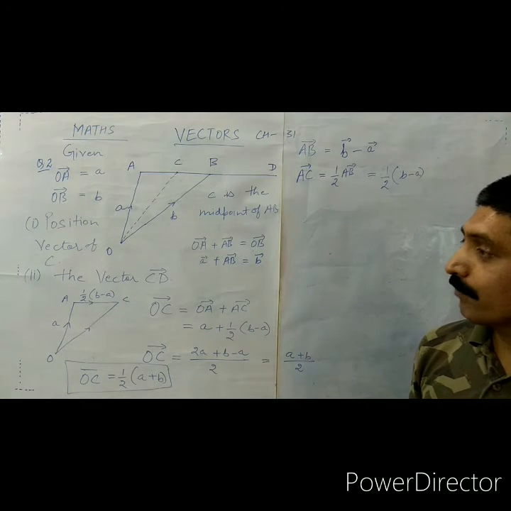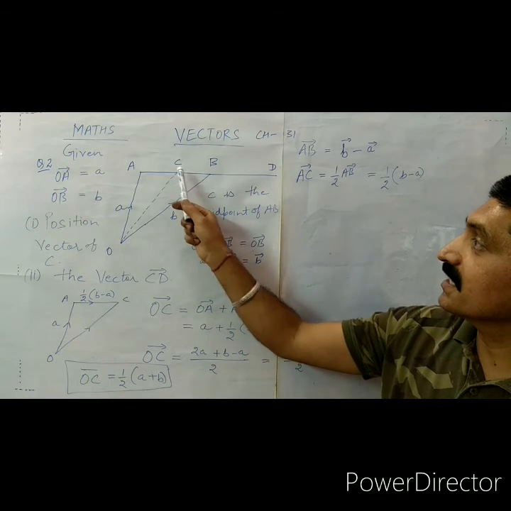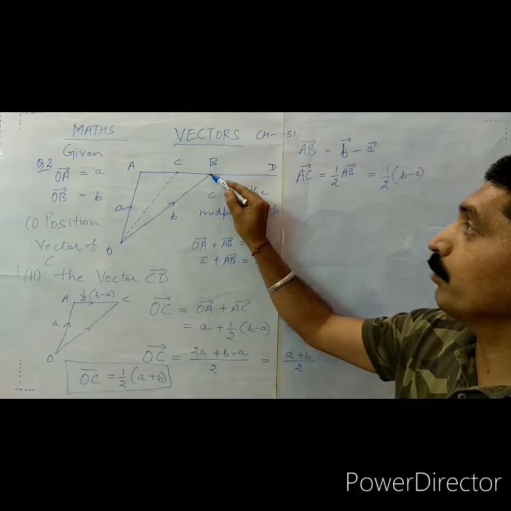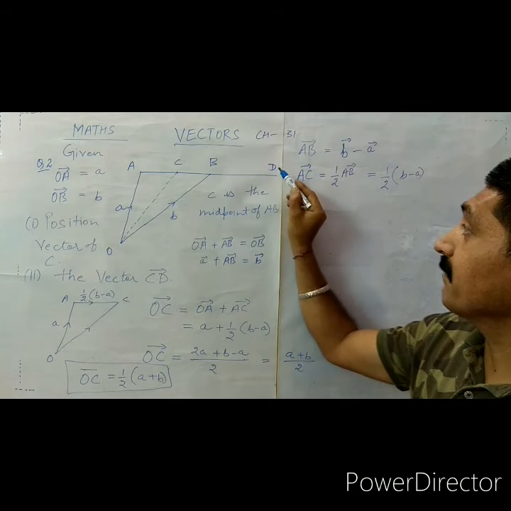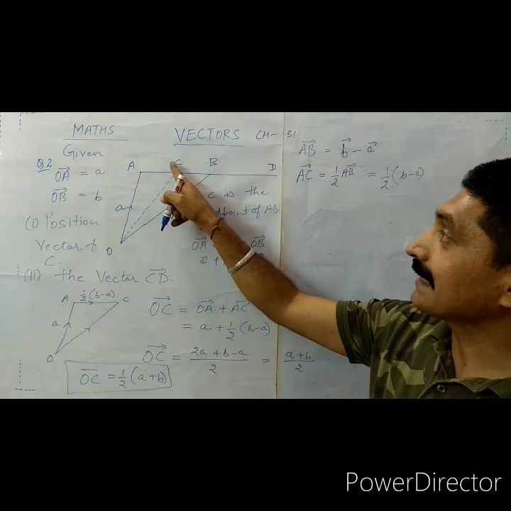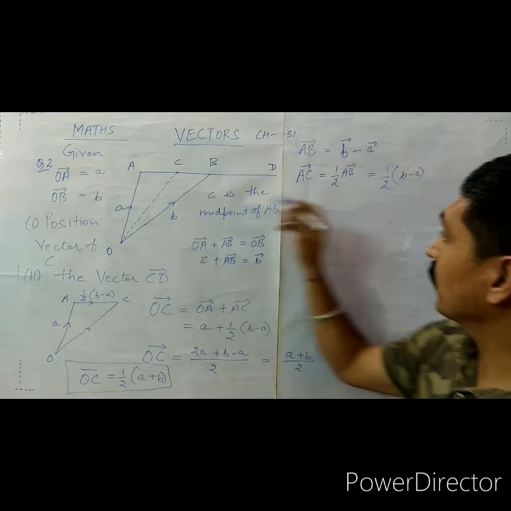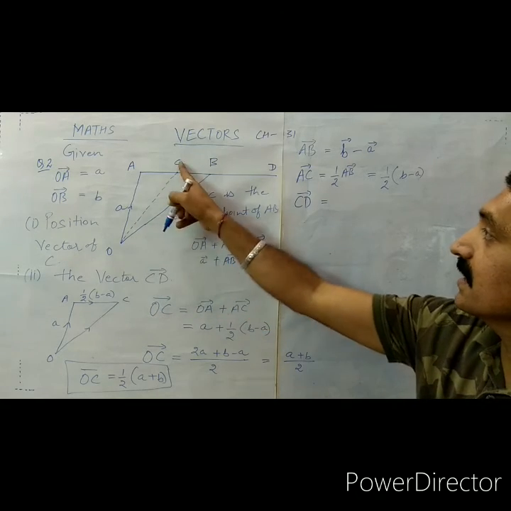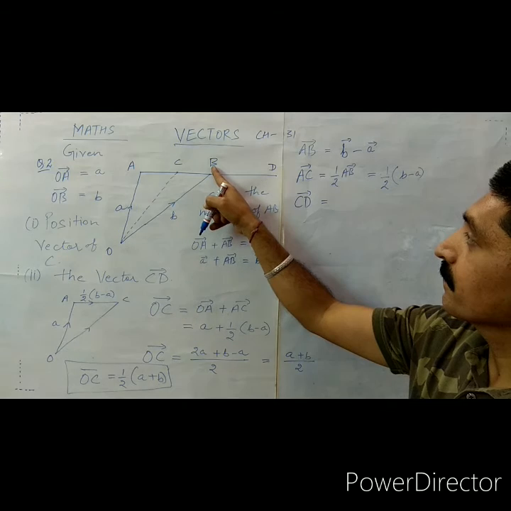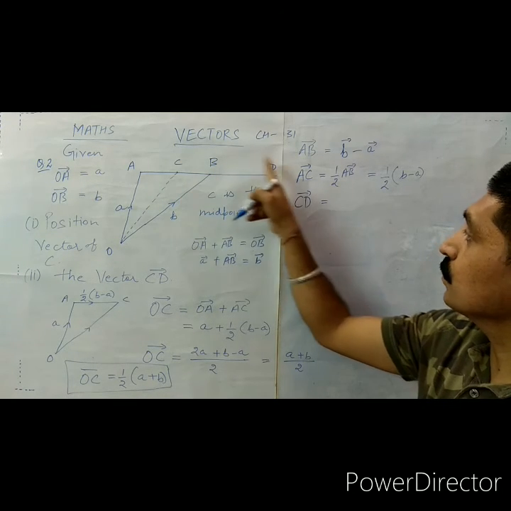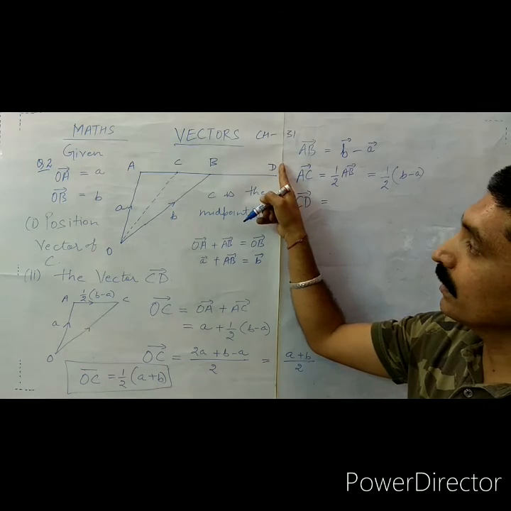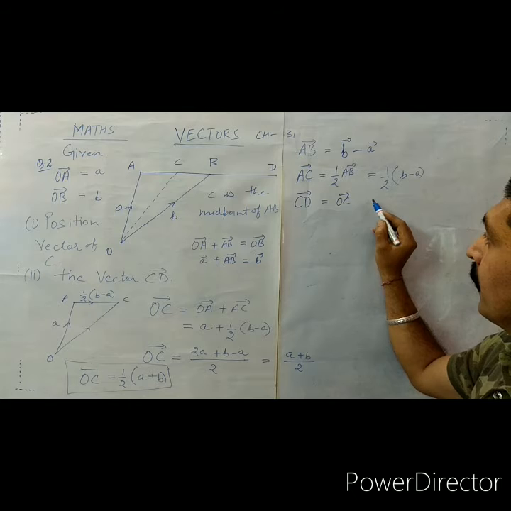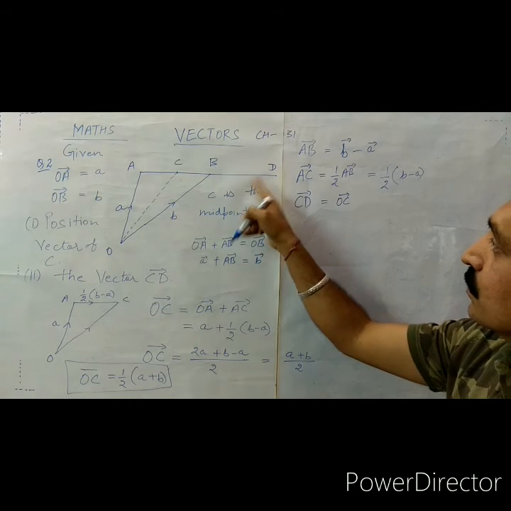So the next part, we want to find the vector CD, C to D vector. We know B is the midpoint, so AB vector and BD vector are the same. But here we want vector CD first. In short, CD vector can be written as CB vector plus BD, meaning C to D vector. First we can write it as OC vector plus C to D vector.